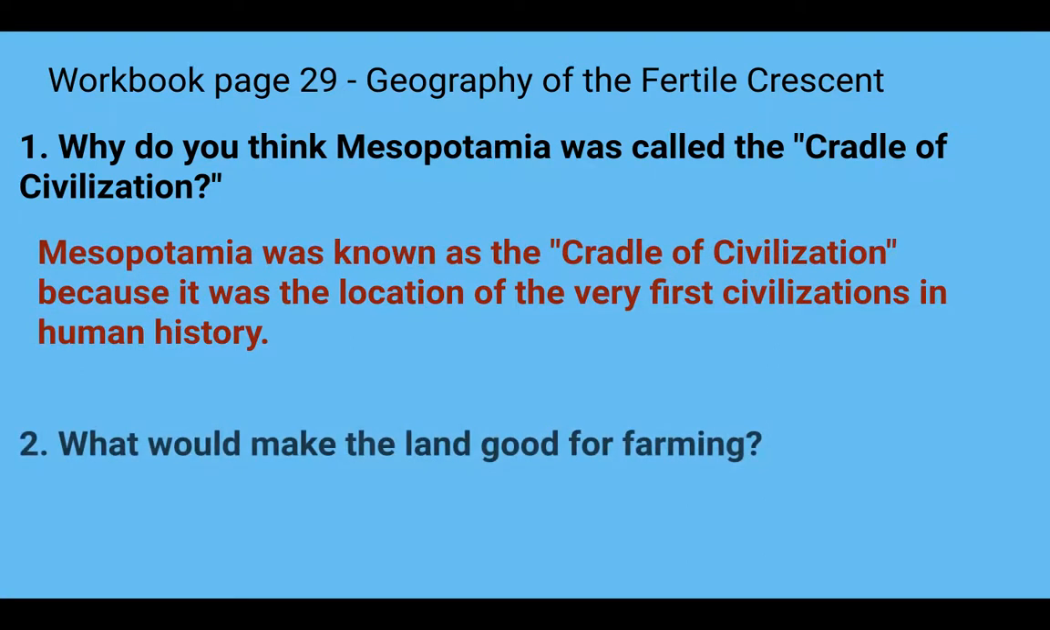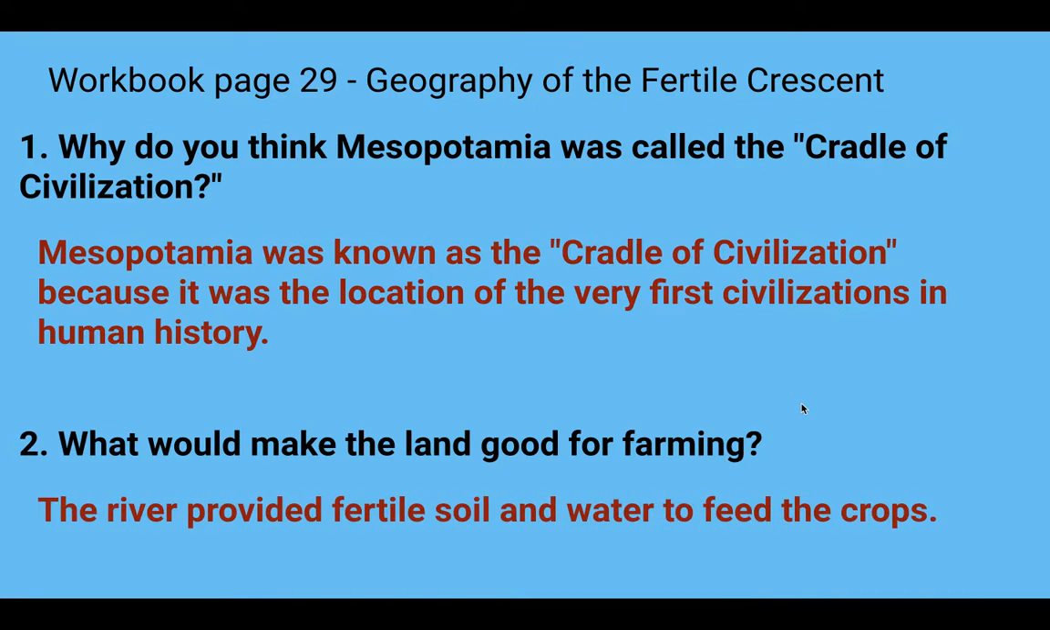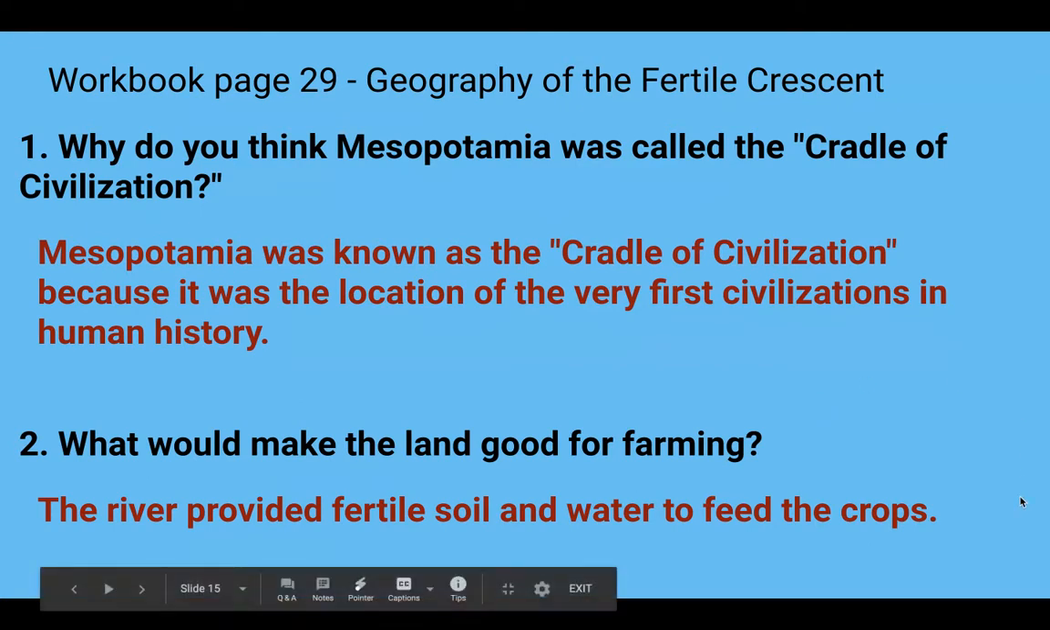Okay, welcome back, my friends. Question number 2, what would make the land good for farming? Hope you found that. I said that the river provided fertile soil, that silt, when the river floods, that's brought up to the surface, and water to feed the crops.